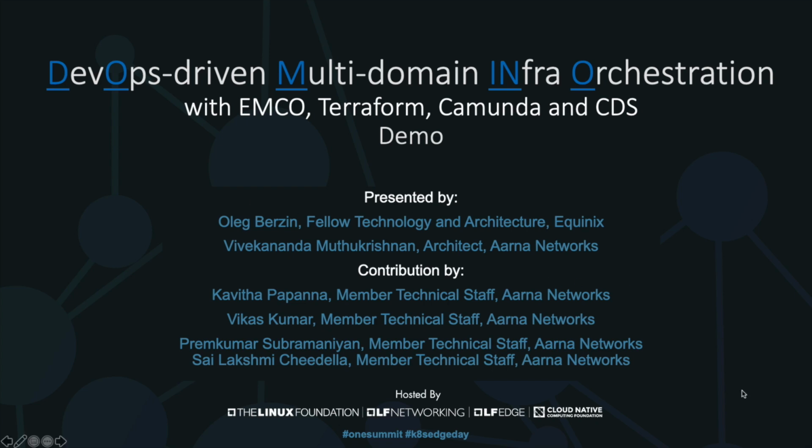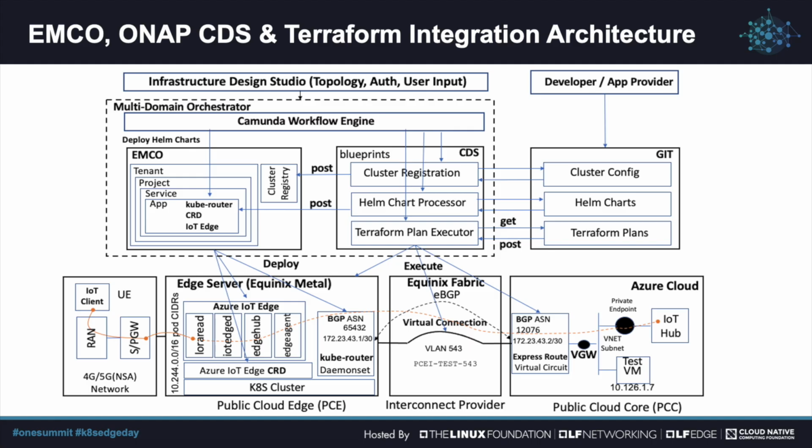I'll be presenting DevOps-driven multi-domain infra orchestration with EMCO, Terraform, and ONAP CDS. This project has been developed in collaboration with RNA Networks as part of the work in the Crano Public Cloud Edge Interface Blueprint. What we're going to be presenting is the creation of infrastructure based on Terraform infrastructure as code across public cloud, interconnection fabric, and edge cloud. Interconnection fabric and edge cloud are provided by Equinix.